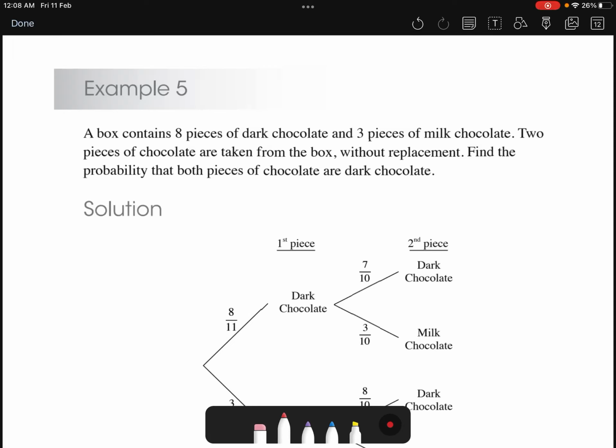Okay, so the last method of solving a probability question is using a tree diagram. By far this is the most common type of question that you will see in O level. So let's take a look at this example 5.